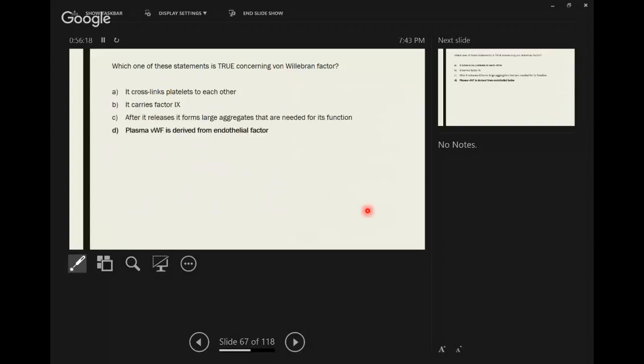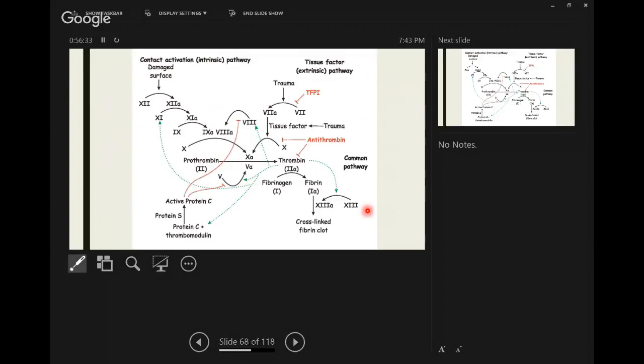Yeah, it's D. So, well done. Von Willebrand causes collagen to cross-link platelets. It doesn't carry factor 9, it carries factor 8. And it does form large aggregates, but it's actually cleaved first. So that's another weirdy answer.